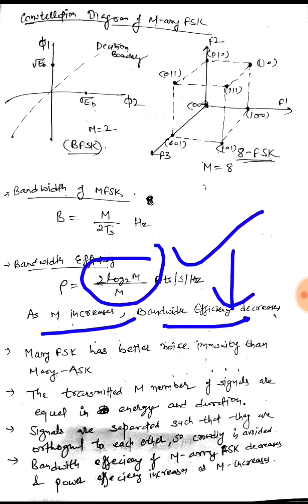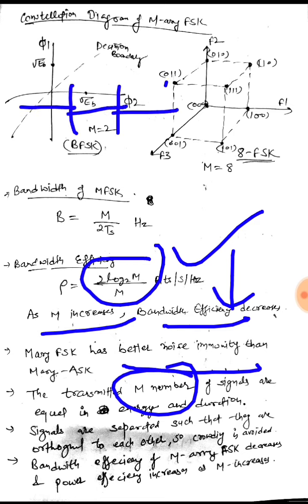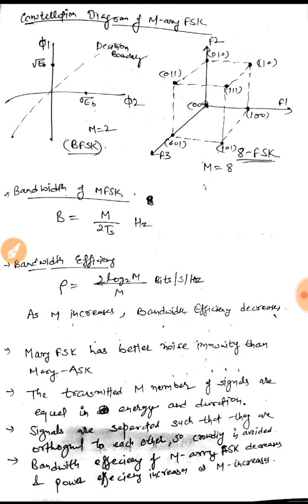M-array FSK has better noise immunity than M-array ASK. The transmitted M number of signals are equal in energy and duration. So all the signals that we are representing using M levels would have the same energy. All the levels would have the same energy and the same duration. That is, all of them will be transmitted for the same time duration and will carry the same energy.